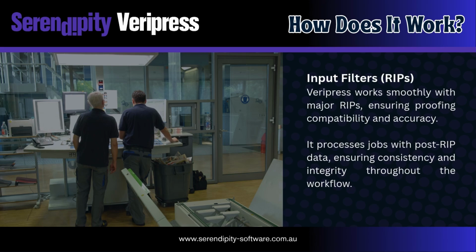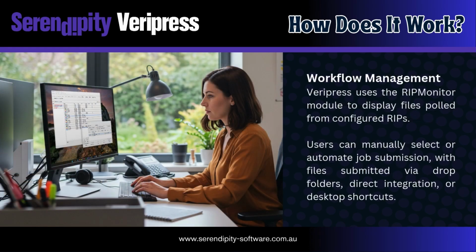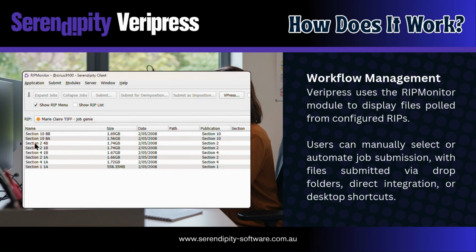Veripress works smoothly with major RIPs, ensuring proofing compatibility and accuracy. It processes jobs with post-strip data, ensuring consistency and integrity throughout the workflow. Veripress uses the RIP monitor module to display files pulled from configured RIPs.